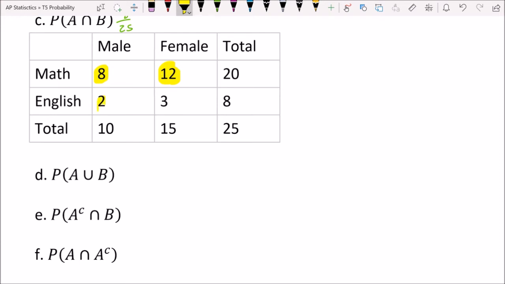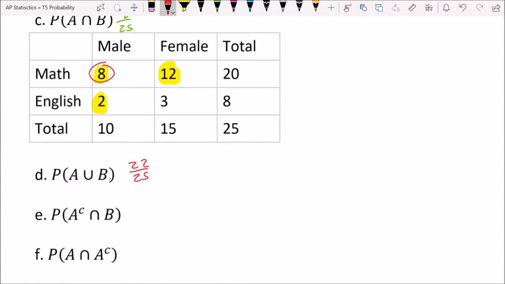Down here, are these people male or prefer math? Yes, they do because they're male. Are these people male or prefer math? No, they're neither. Okay, so hold up. Let's do the calculation, then we'll talk about these 8 people and why they actually count in this. So 8 plus 2 is 10, and then we got 12 more there. So it looks like that is 22 out of the 25 people.